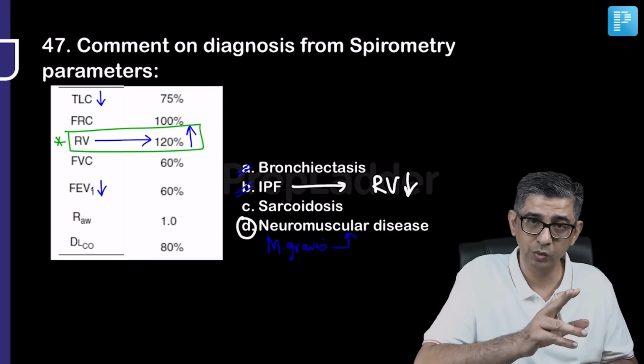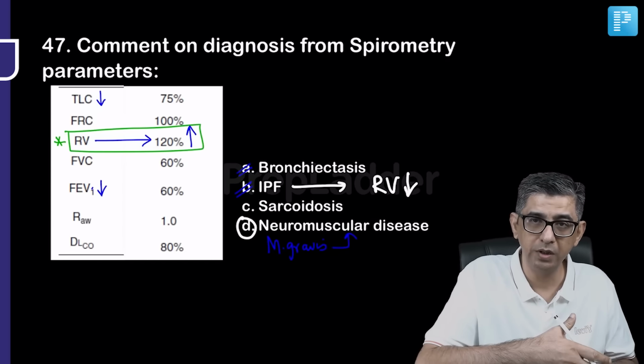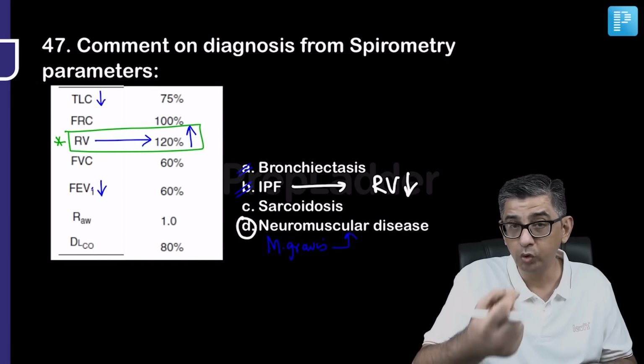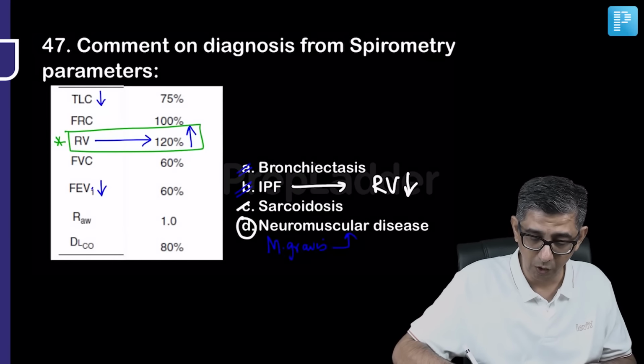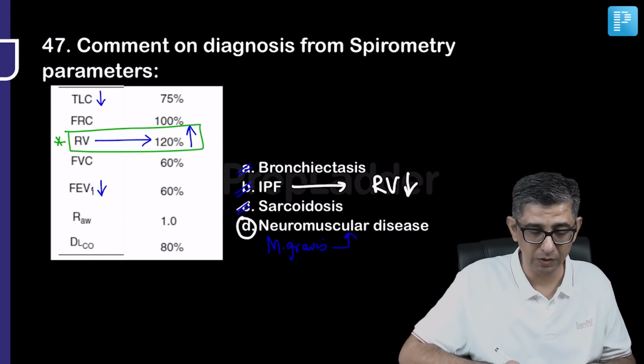I said in sarcoidosis, two things. Initially, lymph nodes are bigger, so that can be obstructive. But in the later part of the disease, the same patient could have a restrictive pattern. B and C both can produce a restrictive pattern in the later part of the illness, which is why option number C has also been ruled out. The correct answer is neuromuscular disorder.